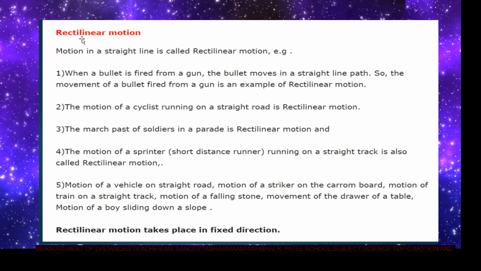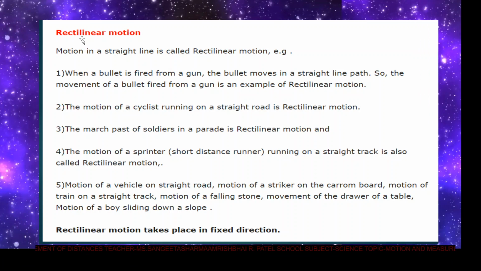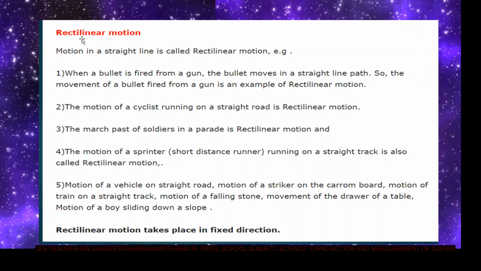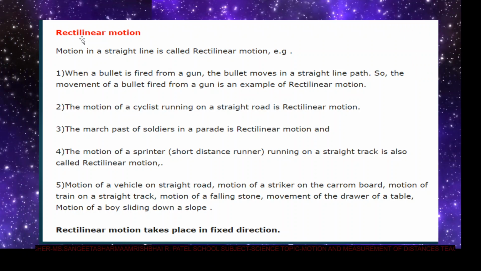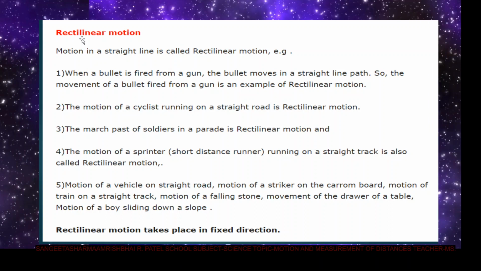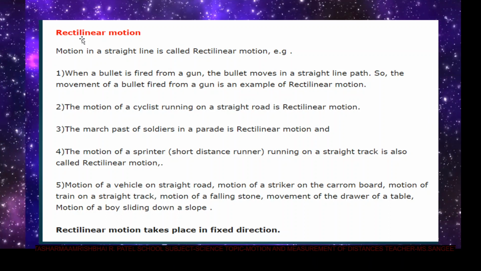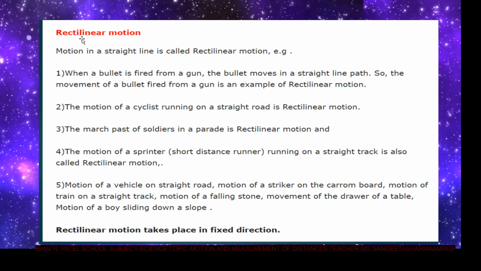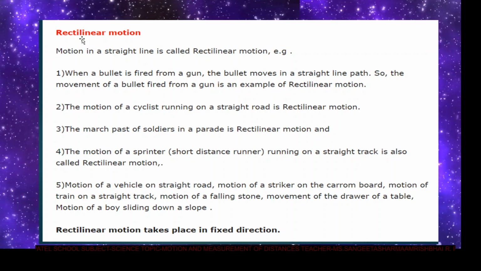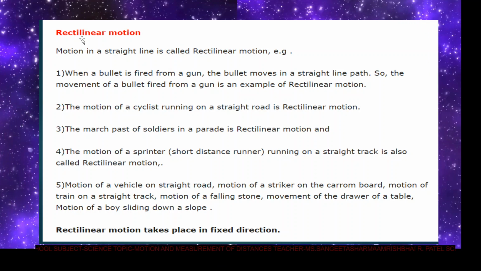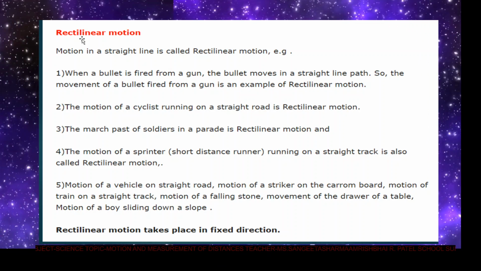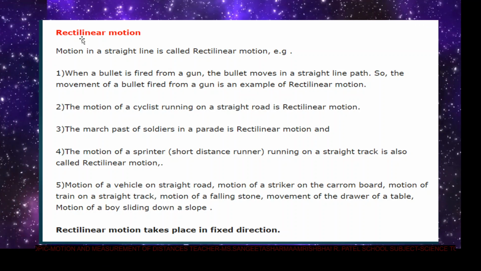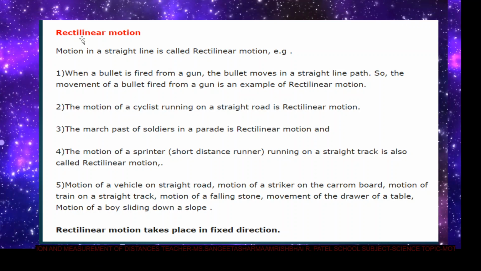Rectiline, that means line is hidden in the rectilinear. So we can say that the motion which is in a straight line is called rectilinear motion. Now we have many examples of rectilinear motion. When a bullet is fired from a gun, the bullet moves in a straight line path. So the movement of a bullet fired from a gun is an example of rectilinear motion.